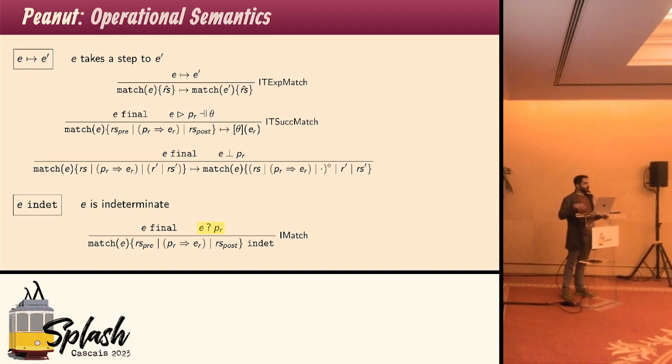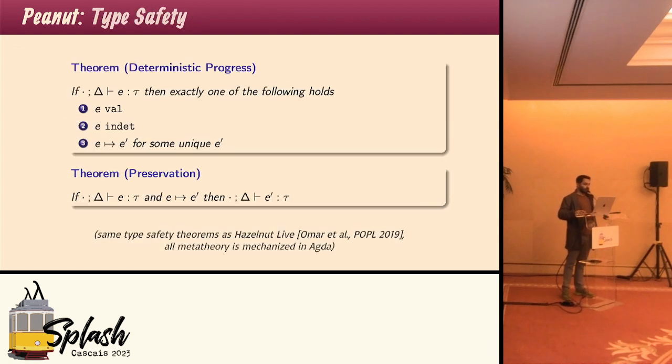And then there's this 3rd case, right? All these binary distinctions become ternary distinctions. So we have this possibly match or indeterminately match relation that creates a pause in the execution of that match expression. And so we have our standard type safety theorem. It's stated the same way as in the Hazelnut Live work. And so a few things to notice here. The context here requires an empty typing context in the standard way, but not an empty hole context Delta, so you can evaluate programs with holes in them. And then another thing to notice here is that there's 3 possibilities for progress. It's either a value, indeterminate, or takes a step.